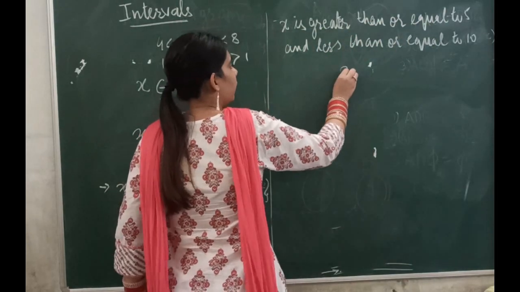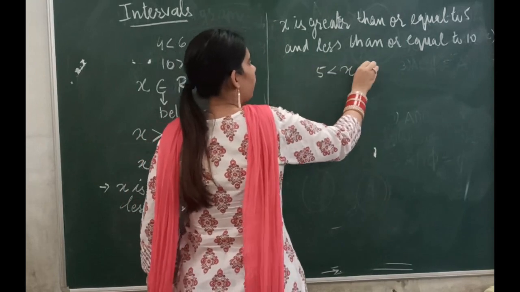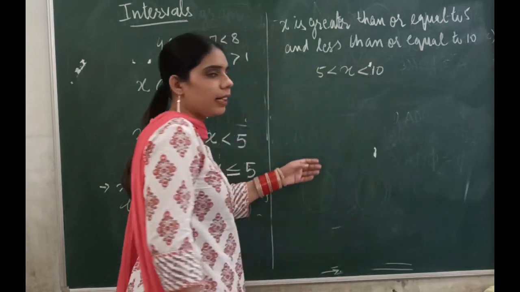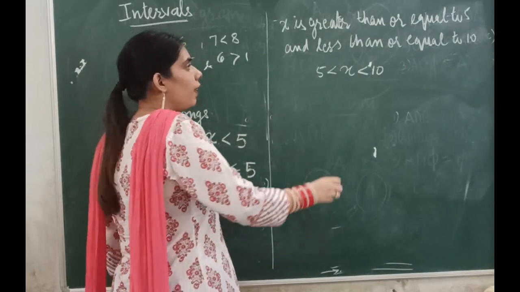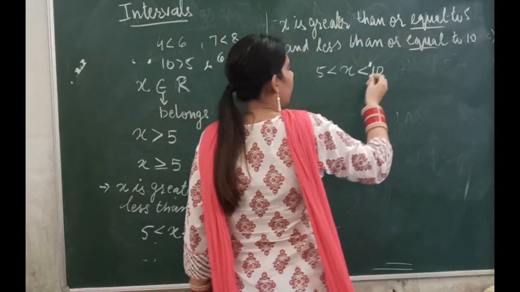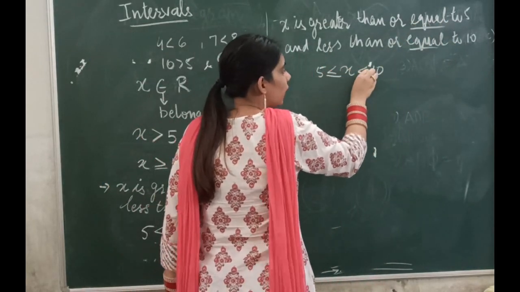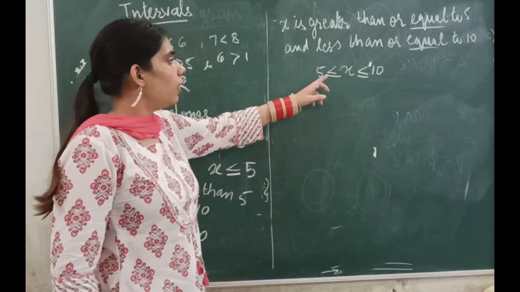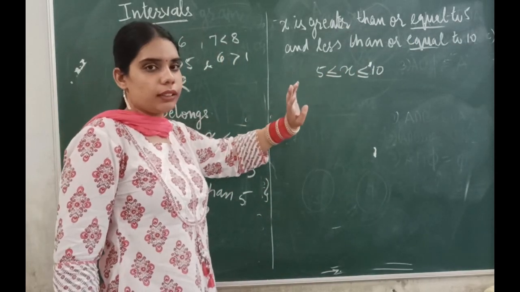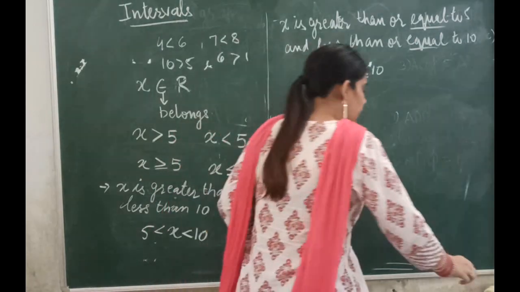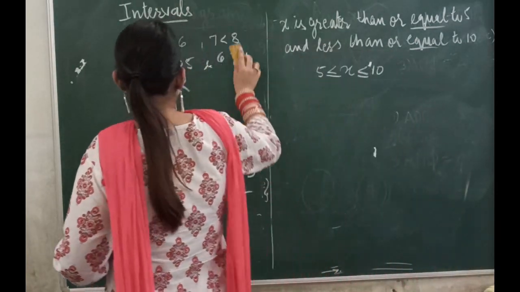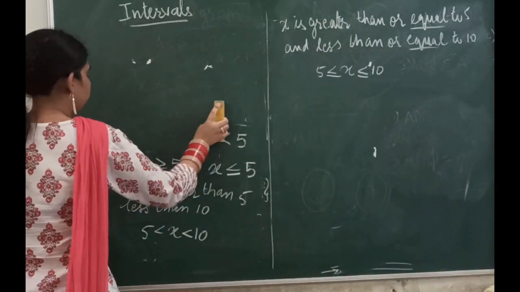How will I write this? Simply like we have done earlier, I will write it like this. But when I am saying it can also be equal, I will just put an equal sign underneath the greater than or less than sign. Understood? It's a very simple concept. Now we will come to intervals.